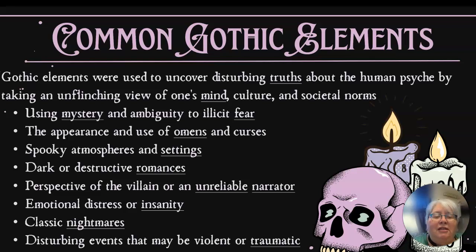Common Gothic elements you will see in the stories are used to uncover disturbing truths about the human psyche by taking an unflinching view of one's mind, culture, and societal norms. They use mystery and ambiguity to elicit fear. There's the appearance and use of omens and curses. There are spooky atmospheres and settings, dark or destructive romances, the perspective of the villain or an unreliable narrator, emotional distress or insanity, classic nightmares, and disturbing events that might be violent or traumatic, and a general feeling of decay.